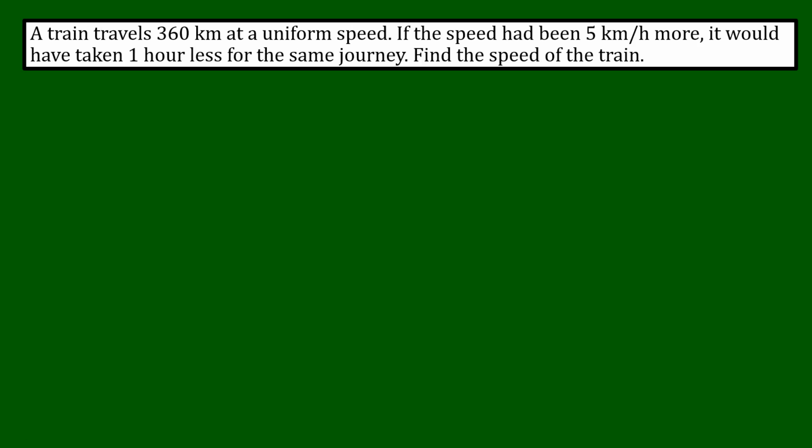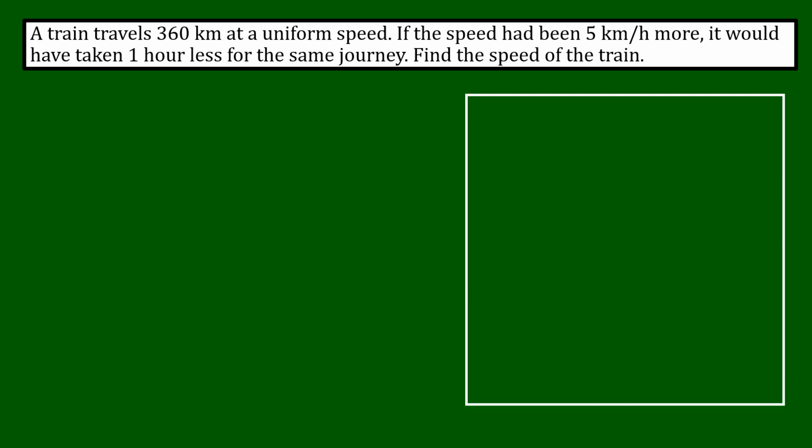So next question is, a train travels 360 kilometers at a uniform speed. If the speed had been 5 kilometers per hour more, it would have taken 1 hour less for the same journey. Find the speed of the train. So in this case, we'll first extract the equation from the situation. Let the speed of the train is equal to x kilometer per hour.